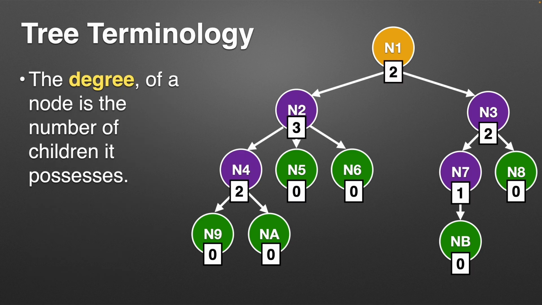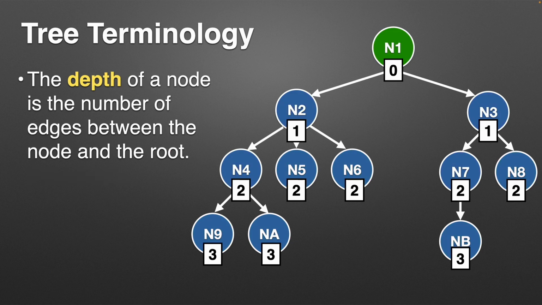Okay, so the degree of a node is the number of children that it has. Here I've labeled this tree with the number of children each node has, and so that's the degree of the node. In this case, it's the number of edges coming out of these nodes, right? And that's just how many children it has.